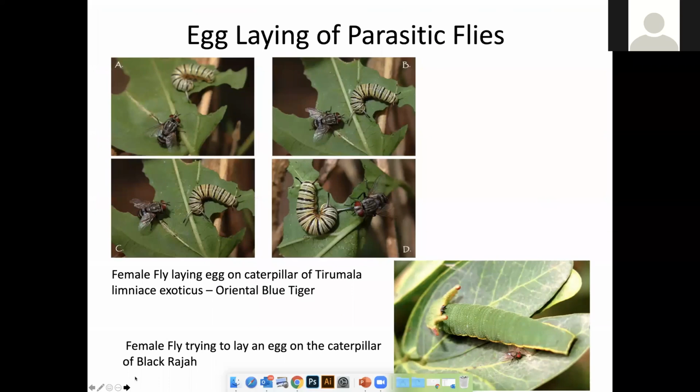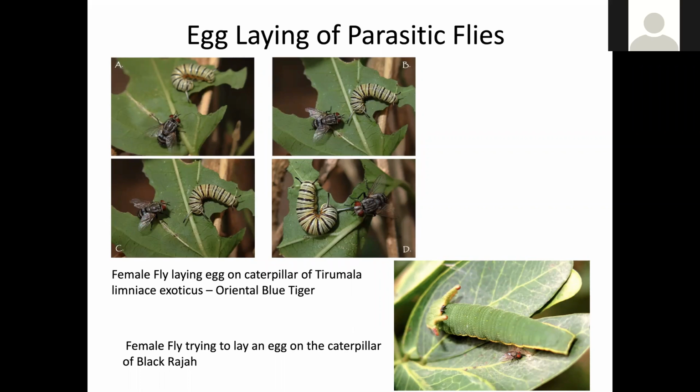Okay. Egg laying of parasitic wasps, parasitic flies, sorry. Female fly laying egg on caterpillar of Tirumala limniace exoticus, that is oriental blue tiger. Okay? And the image below is a female fly trying to lay egg on the caterpillar of black rajah. So there are some parasitic flies as well. These flies are known to use butterfly larvae as a host.